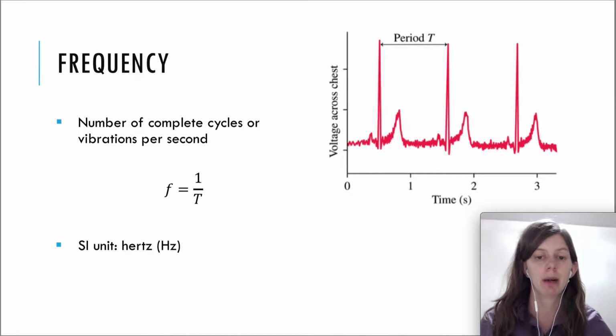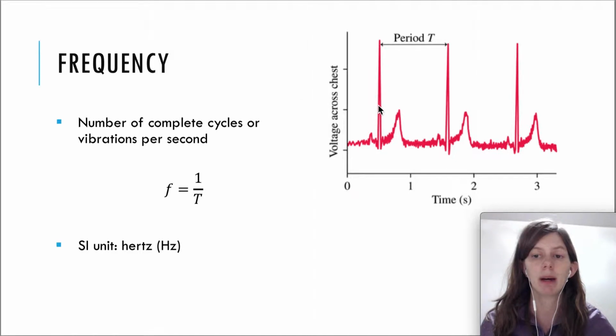Now let's talk about the next variable, which is the frequency. We use this variable to describe periodic motion. Frequency is the number of complete cycles or vibrations per second. So how many cycles go by every second?